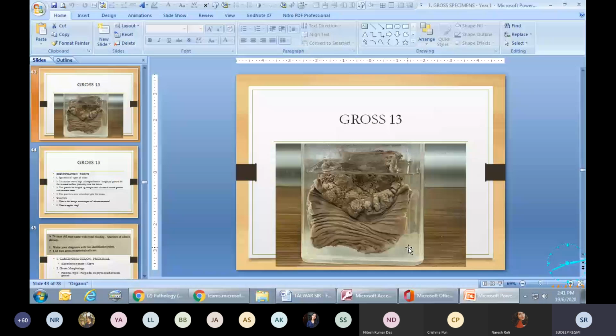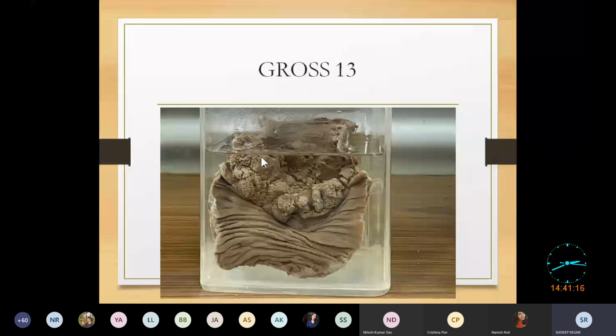Okay, this is the 13th gross specimen. Today we are continuing with the gross specimens of the first year. Can anyone discuss this? What do you think this is?